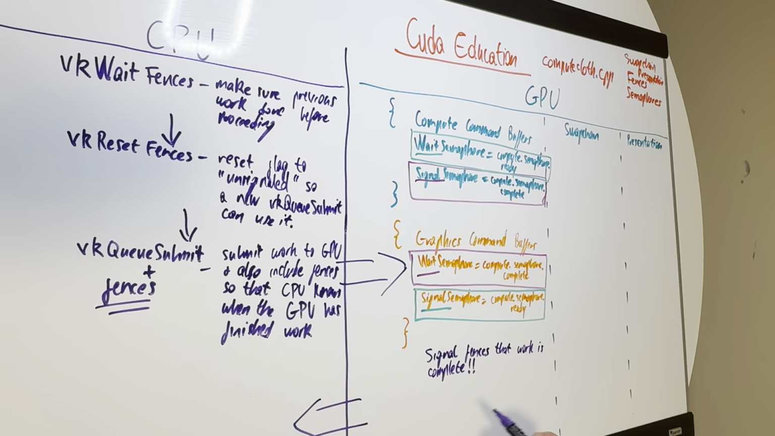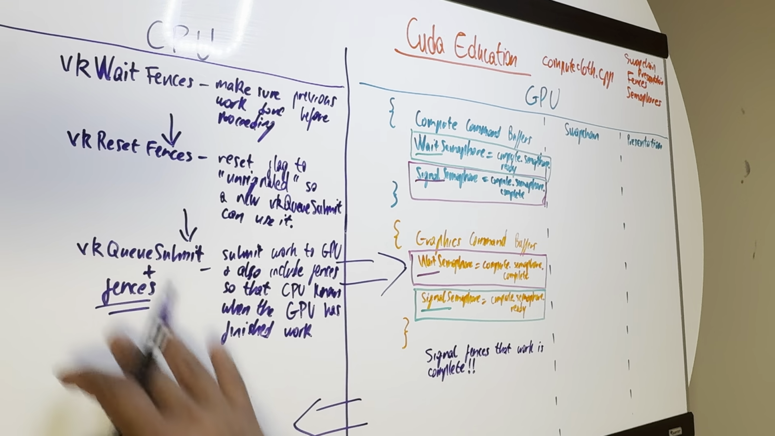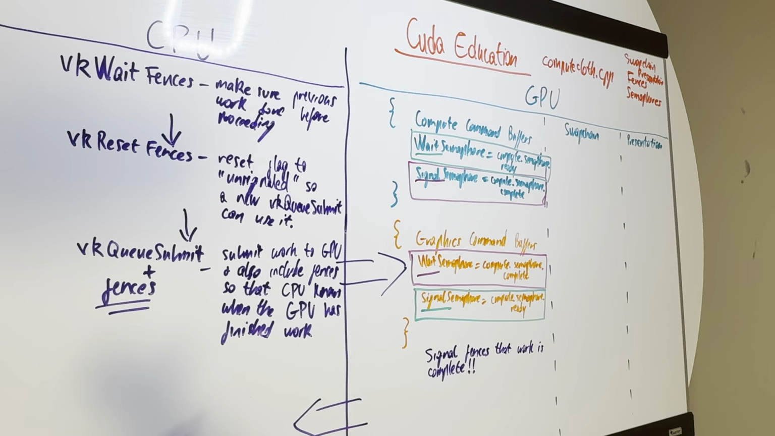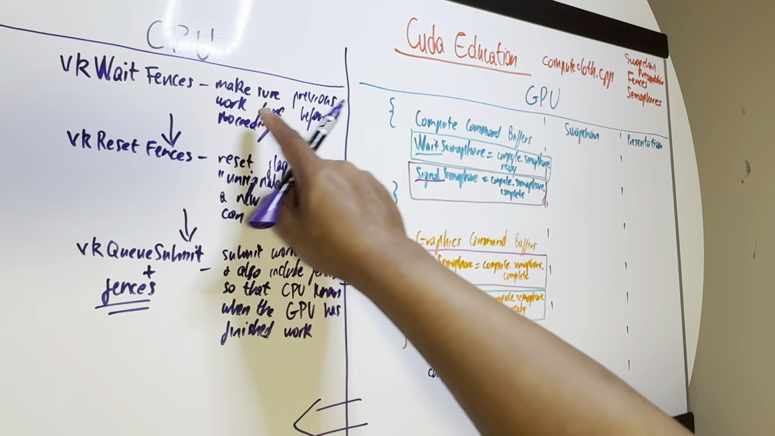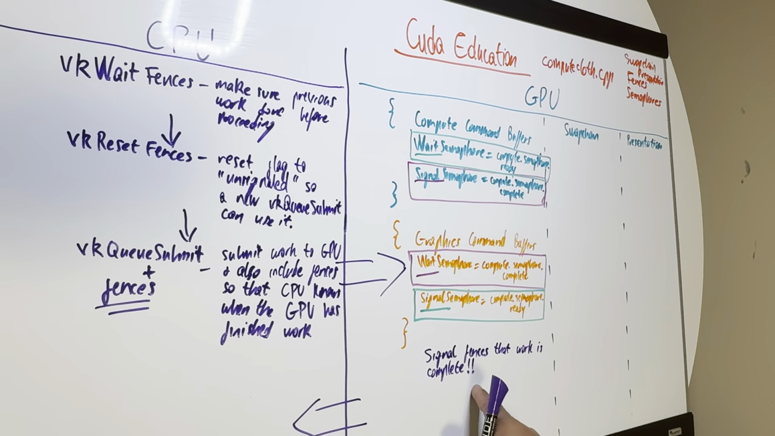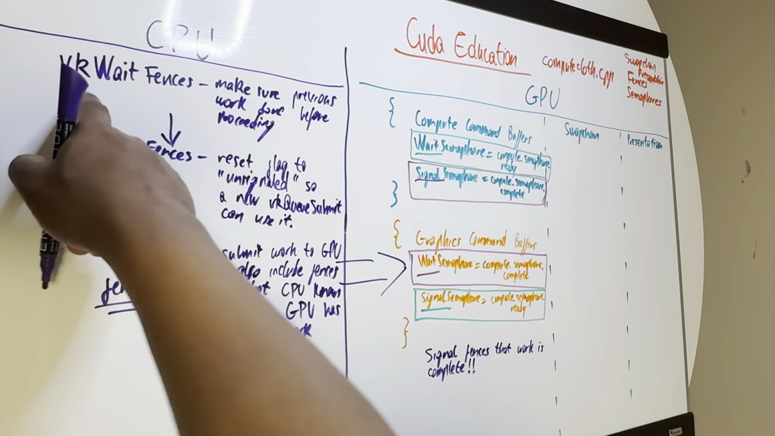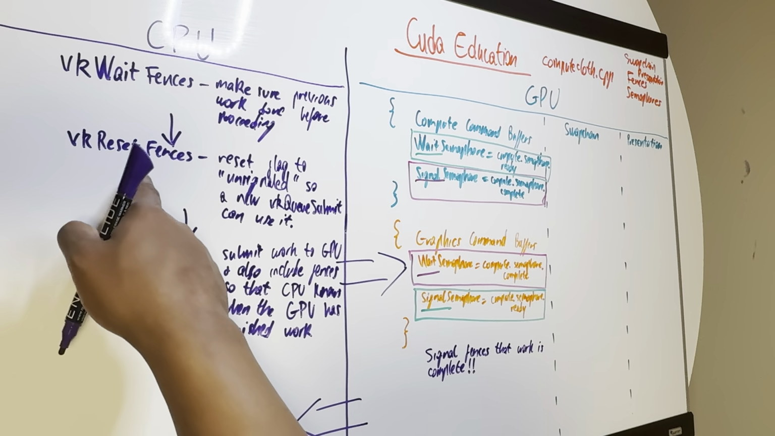Right? So we signal the fence that work is complete, processing returns back to the CPU, and then we redo the loop again. Now notice that vkWaitForFences makes sure previous work is done before proceeding. So this is waiting for this right here. Once we signal work is complete, we're good. We can move along. But now we have to reset the fence.